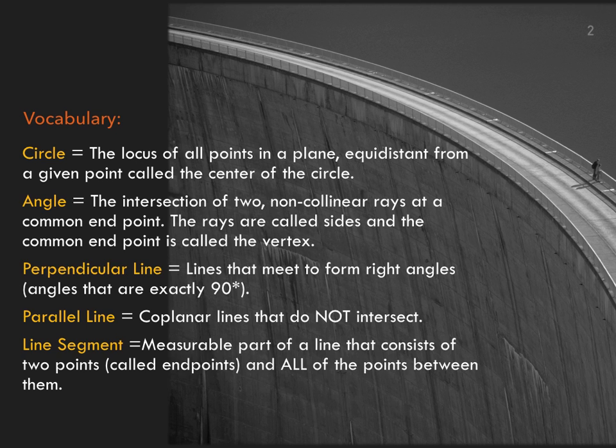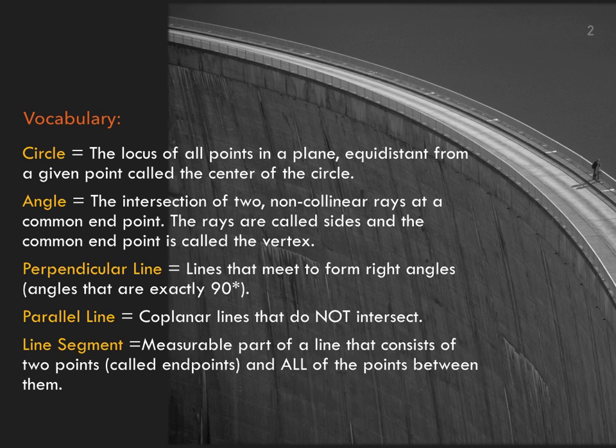Parallel lines are coplanar lines that do not intersect. They might have the same slope, but they will never intersect. In that case, they would have different y-intercepts and continue going on at the same rate and never actually meet. So these are called parallel lines, as you already probably know.